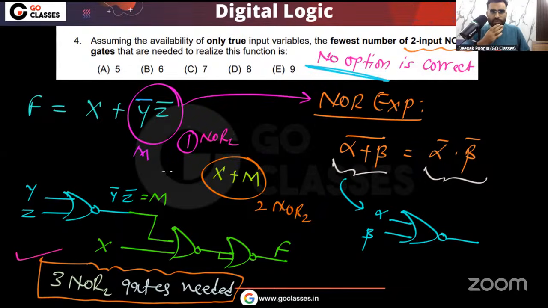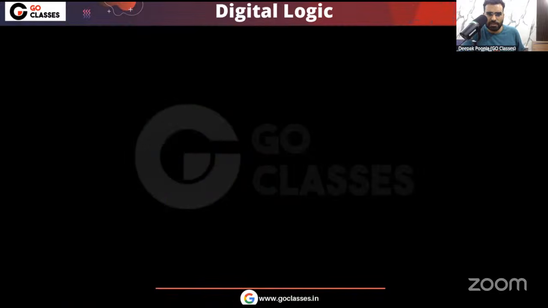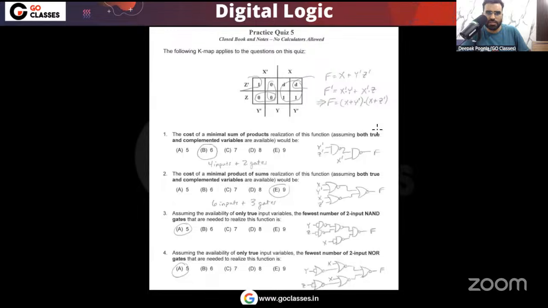Okay, so you can see, if you just look at the expression, if you play smart, then you can easily see that with the help of only 3 two-input NOR gates, you can implement this function. Okay, so that's it. So this is the complete analysis of this Purdue University question. These are the official answers. You can just check it out.